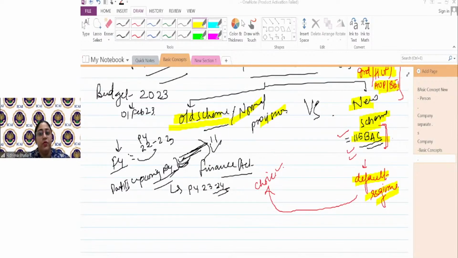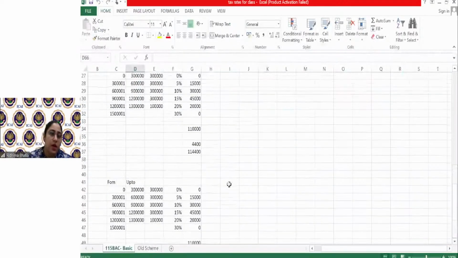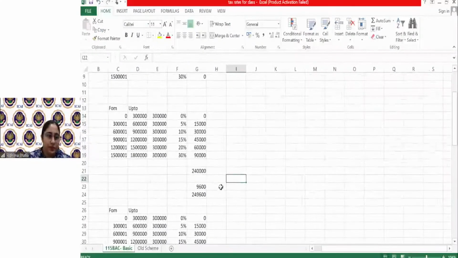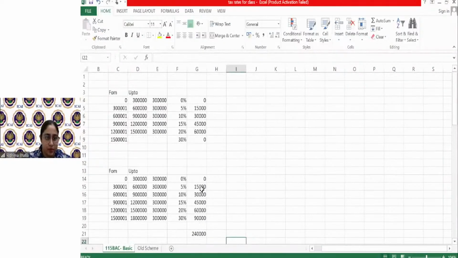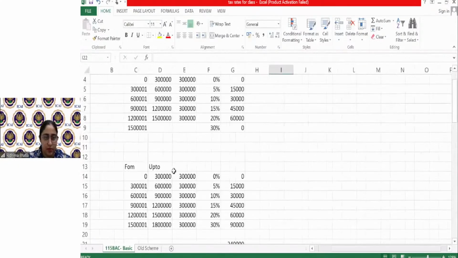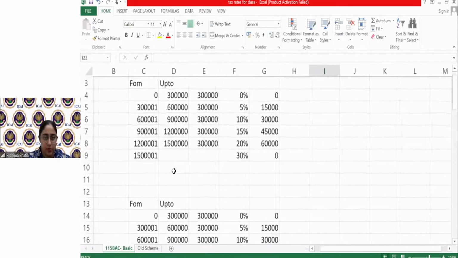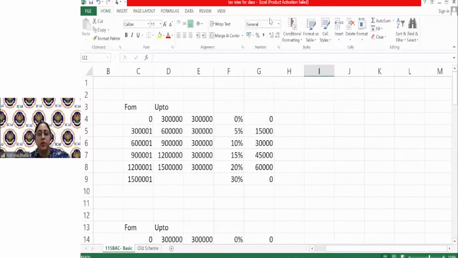And we are only doing for individual, HUF, AOP and BOI. I hope the Excel sheet is visible. Okay. So now, guys, on the screen, please. No one should look here and there; those who know also and those who don't know also, please focus only for individual, HUF, AOP and BOI.